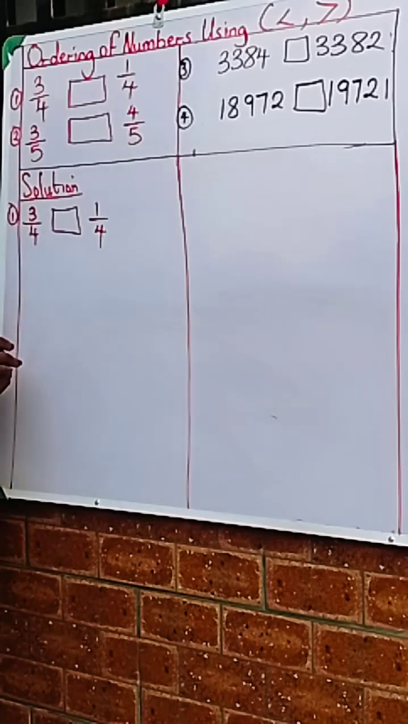You're not solving anything. You're not looking for the LCM. They are simply like fractions. No solution there. But what you will consider is the numerator. The denominators are the same, which makes them like fractions, but the numerators are different.